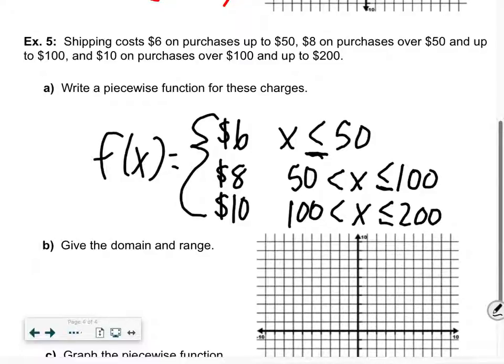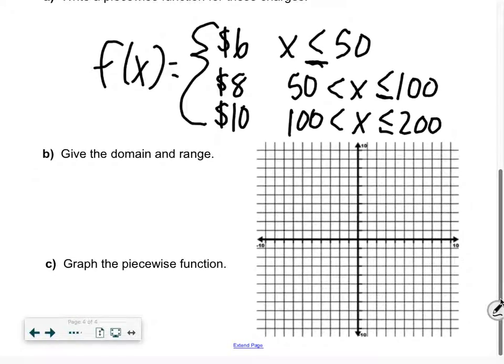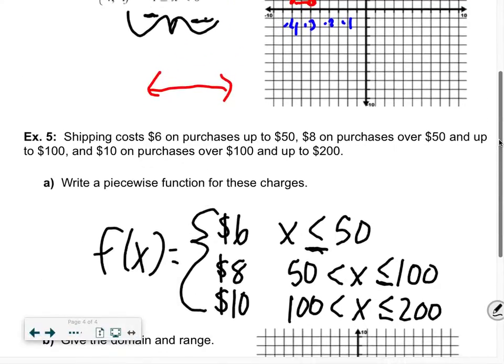Okay. How come one side can have the line under and one side not? If it costs $50, can shipping be both $6 and $8? No, it has to be one charge. So if it says over 50, like 50.01, you're getting charged $8. At $50, you're only getting charged $6.